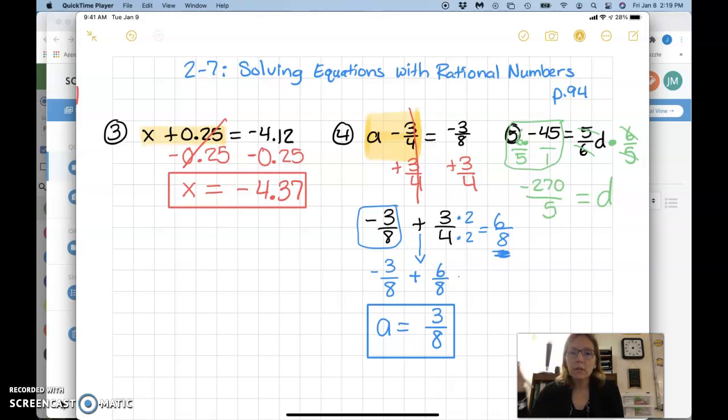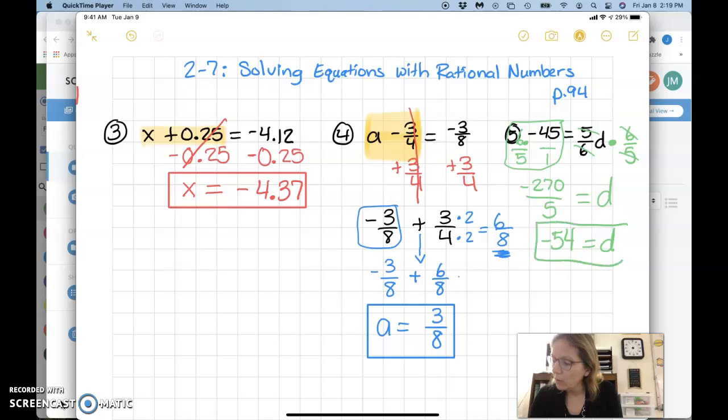Now, since there's such a large number on top, I'm going to see if I can divide 270 by 5, because remember, fraction means divide. So let's see if we can divide it out and make it an easier number. Negative 270 divided by 5 equals negative 54. And bring your variable down one more time for the final answer.